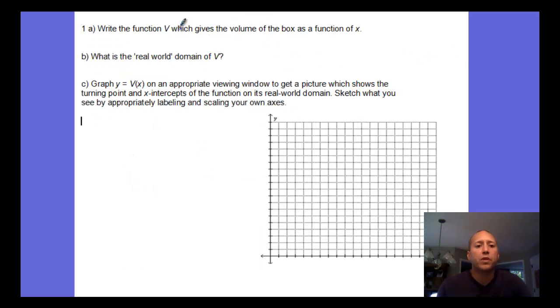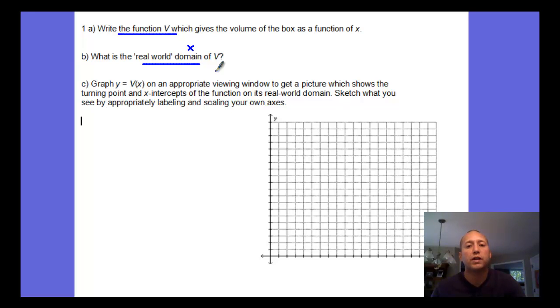The next part is writing the function V. That is your function. The real world domain is part B here. When you say domain, that's the x values. You should know that mathematically, but there are really two parts to it. The equation is one way of thinking about what works mathematically, and for your equation, anything is going to work mathematically. But in the context of the problem, you have to think about what x is. When you think about the original setup, what could you actually use for x? What numbers could you use for x?